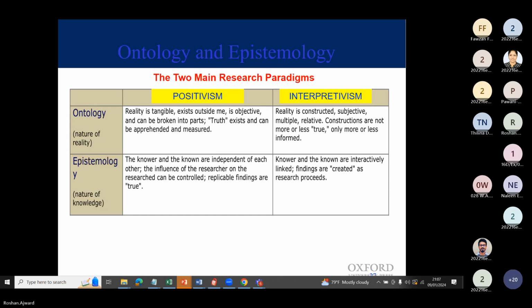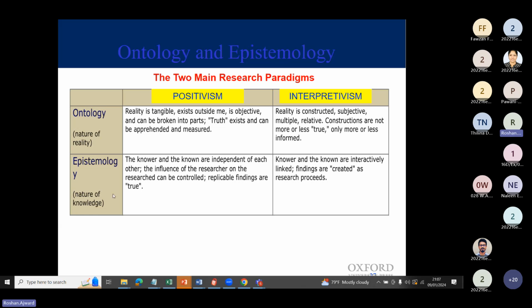Clearly. But then we have interpretivistic researchers who think, no, there are multiple realities, but the same thing is looked at in different ways in different societies. So the reality is subjective. It's constructed by the people, and there are multiple realities there. So that's the difference between positivism and interpretivism.